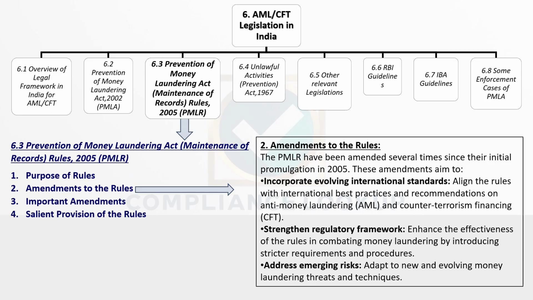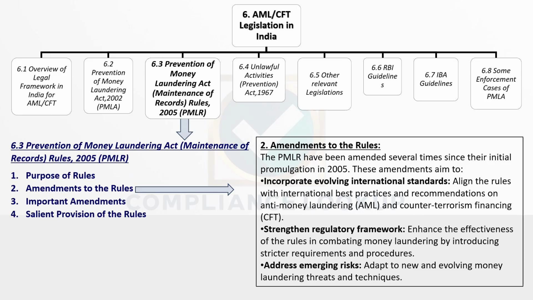B. Strengthen the regulatory framework. The rules were modified to make compliance more effective. This includes stricter guidelines for customer verification, transaction monitoring, and reporting to authorities. These stricter guidelines ensure that reporting entities stay proactive in preventing money laundering.